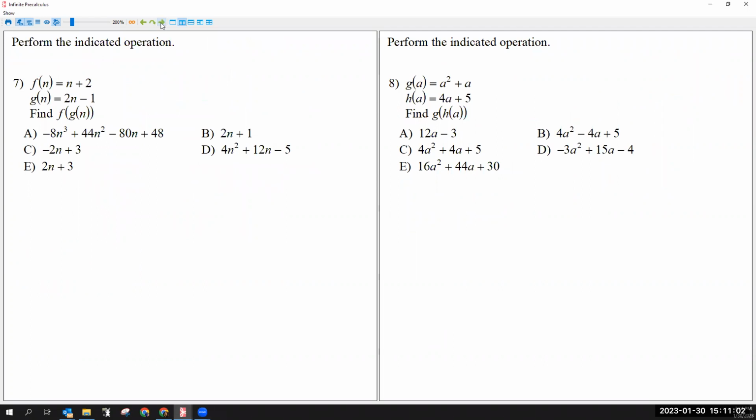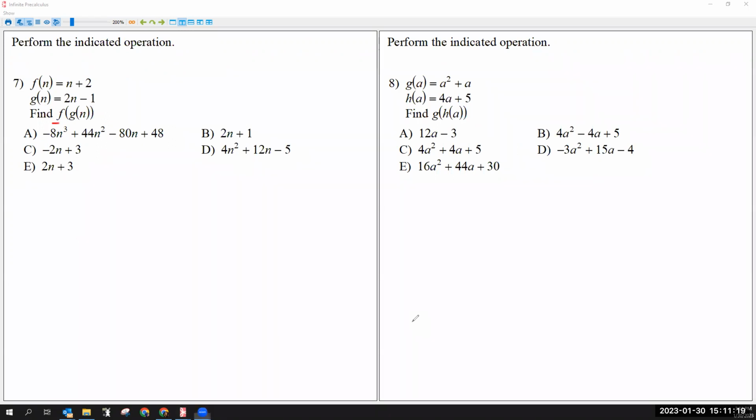All right, go ahead and try numbers 7 and 8. This is composition. All right, 7 and 8 are both composition, but they are very different as far as how the problems work.